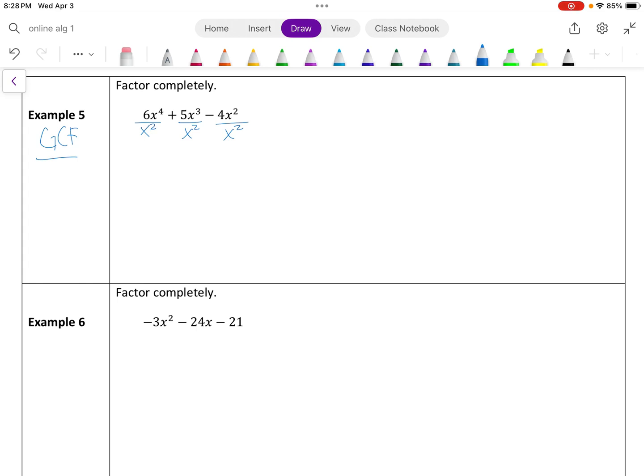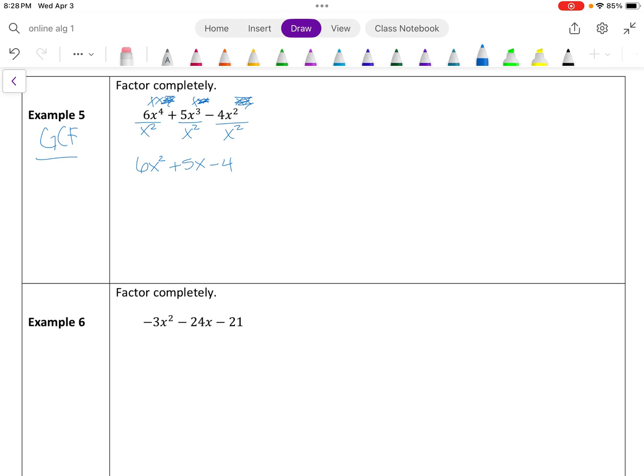Okay, well, what will that look like? My coefficient isn't going to change. If I had 4 x's and I took 2 of them away, now I've got x squared. 5 isn't going to change. If I had 3 x's and I'm taking 2 of them away, I've got 1x. And if I had 2 x's and I'm taking them both away, I have no x's.